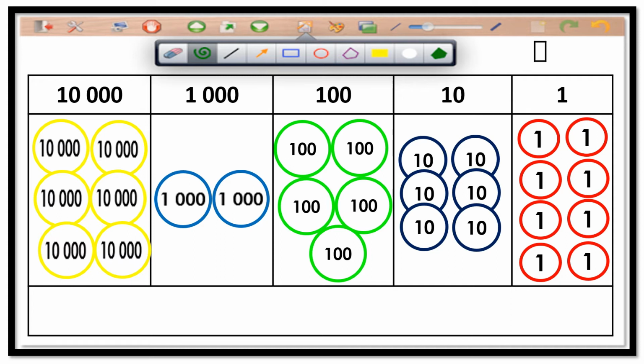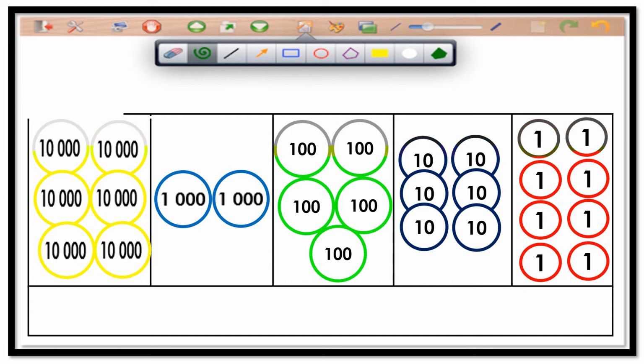And then sa 10, 1, 2, 3, 4, 5, 6. So there are 6 tens. For ones, 1, 2, 3, 4, 5, 6, 7, 8. So there are 8 ones.